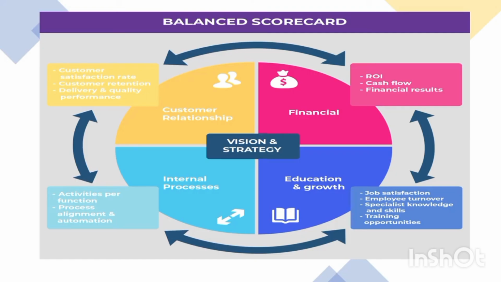So, Balanced Scorecard. If you are an HR manager or an HR student, then you should know that the strategy of your company should be based upon four things. First of all, customer relation, then internal processes, then finances of your company, and education and growth. The customer relation involves the customer satisfaction rate, customer retention, delivery, and quality performance. Then internal process, like the activities per function, process alignment and automation.